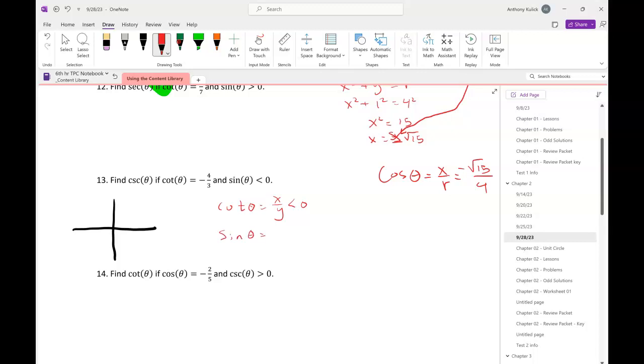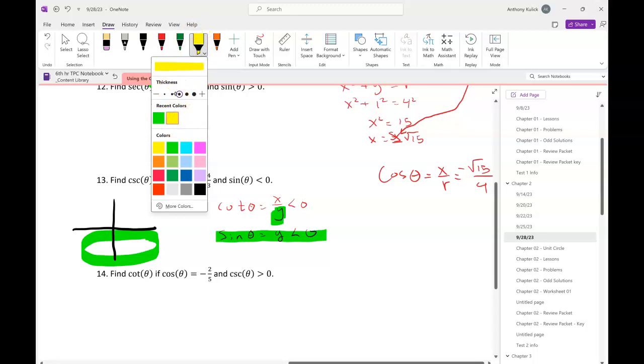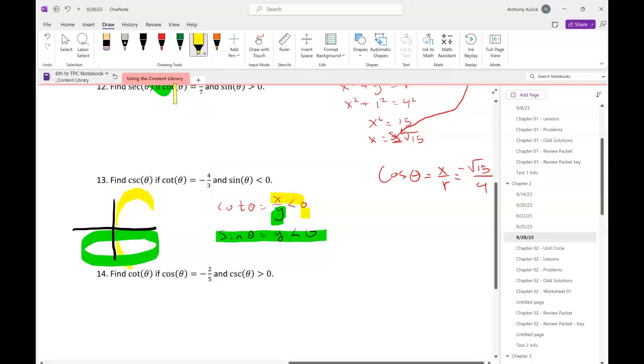We know sine theta, which is y, is negative. So since sine theta is negative, we know that it's in either quadrant 3 or 4. And then, if y has to be negative, x would have to be positive for this to be true. So that means we're in either quadrants 1 or 4. So theta lies in, has to be Q4. So far, so good?